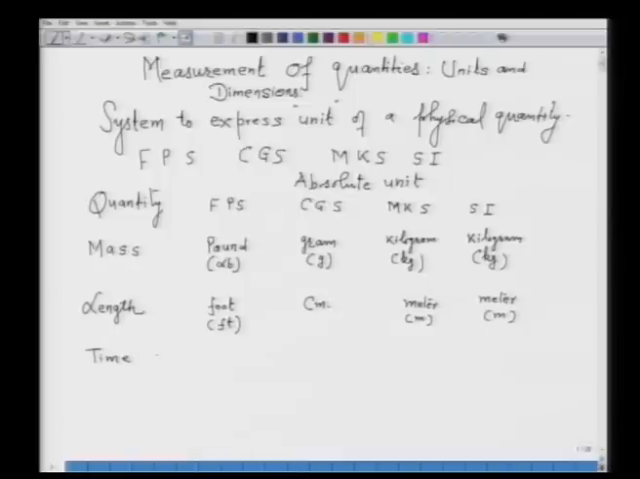In all, whether FPS, CGS, MKS or SI, the unit of time is uniform, that is the second. It is expressed as second here, here it is also second, and here it is also second. In SI it is not written as sec, but simply as s. Another fundamental quantity is temperature.